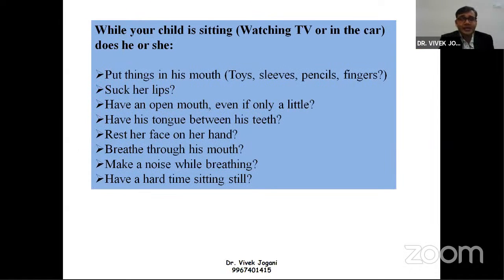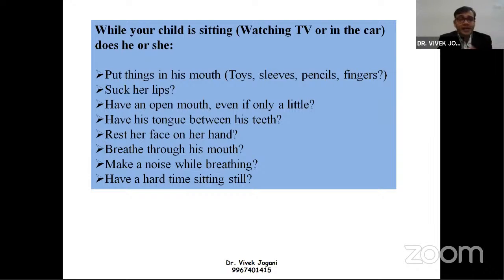While your child is sitting on a sofa in front of a television or in the car, does he or she put things in his mouth, such as toys, sleeves, pencils, or keep fidgeting? Does he suck on his lips? Does he have a tendency to keep the lips open? Do you usually see the tongue in between his teeth, or his hand resting on the face in this format? Does he breathe through his mouth, make noise while breathing, particularly a snoring type of noise or a hissing noise, and have a very short attention span? If any of the answers to these questions is yes, this presentation is for you.